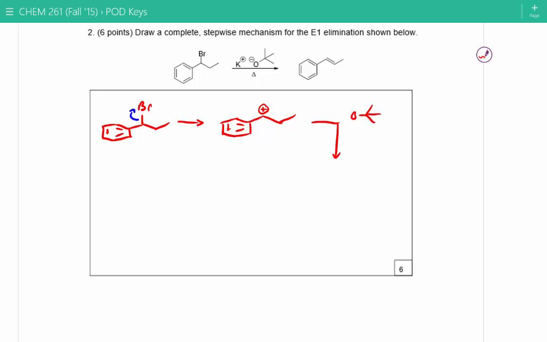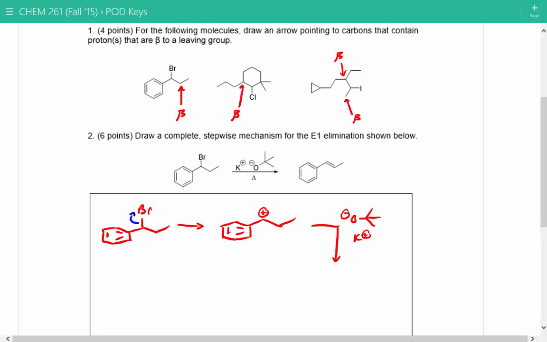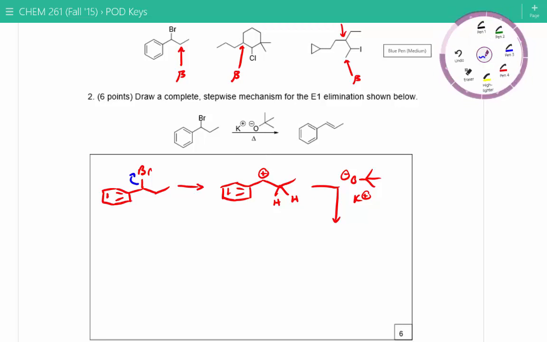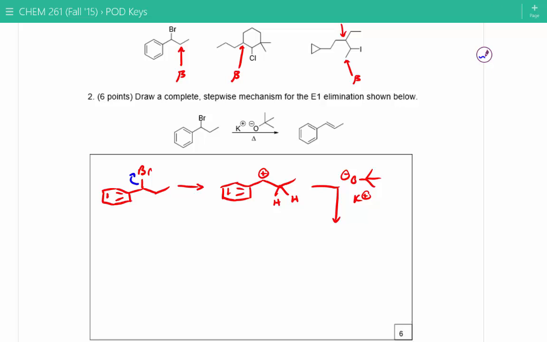We've got potassium tert-butoxide, which is an ion pair. We need to identify beta protons for the elimination. So if we go back up to problem one, we said there were only beta protons to the right, not to the left. So we can draw those in and we can say, all right, there's two beta protons right here and here. That means we need to deprotonate one of them. Let me draw in beta too. So this will come grab a beta proton. The bonding set of electrons will clamp down and we'll get our alkene. And we also have our conjugate acid, which is tert-butanol and potassium bromide.